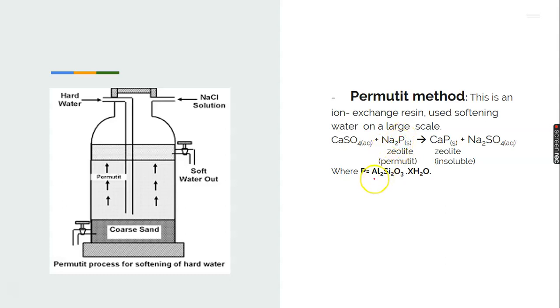aluminium silicate hydrate. It's a hydrated compound. So definitely if it reacts with the calcium tetraoxosulfate 6 in hard water, it gives you this, which is insoluble and can be filtered out. And you can regenerate this method by adding sodium chloride. Then you get your soft water out, and your impurity or insoluble compound can always be filtered off.